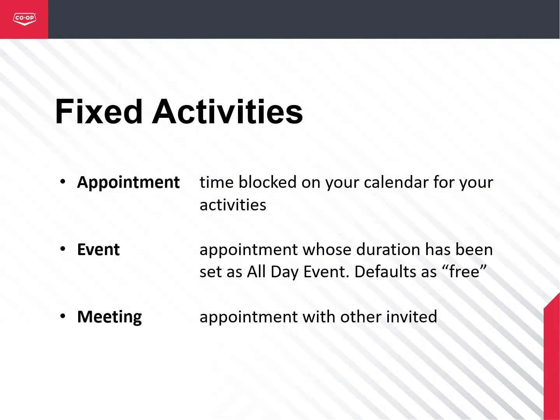There are 3 types of calendar items: appointments, events, and meetings. Again, these are your fixed activities that'll appear in your calendar. So these are the items described. An appointment is a time blocked in your calendar for your own activities. An event is an appointment whose duration has been set as an all-day event. And these events will automatically default as free, but it'll show for the full day. And finally, a meeting is an appointment where you have other people invited.